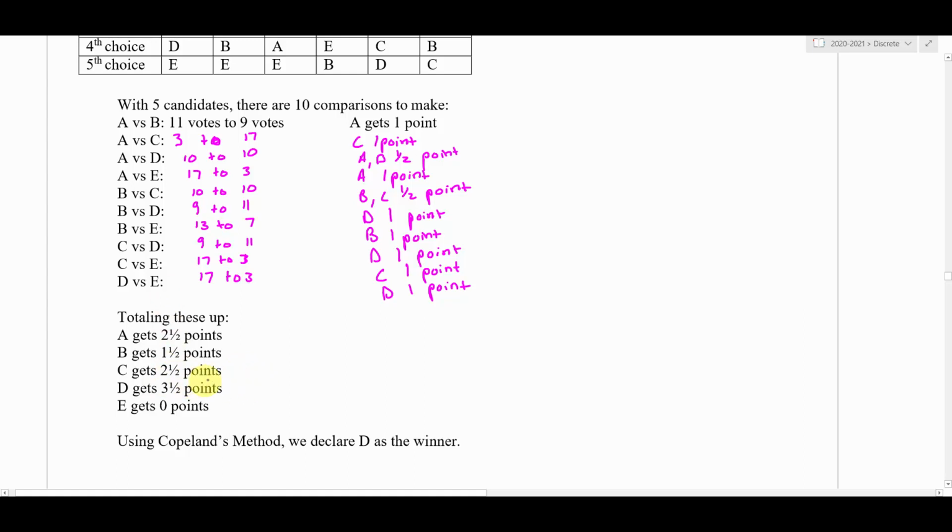Okay, so if we notice, D has the most points at the end of this long process, and D is our Copeland winner.